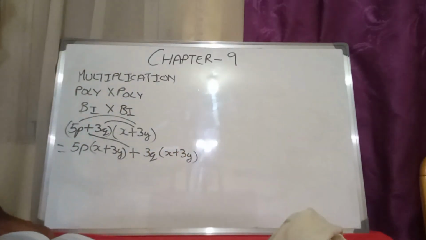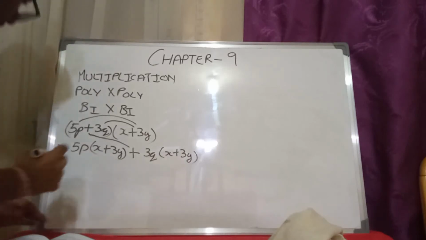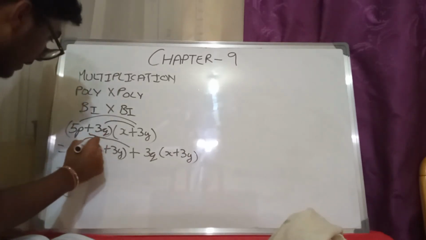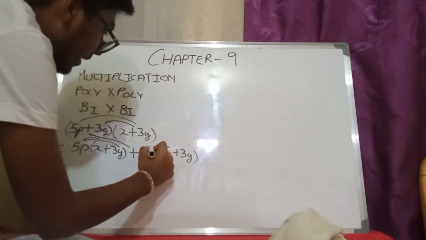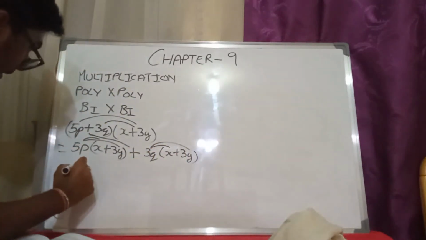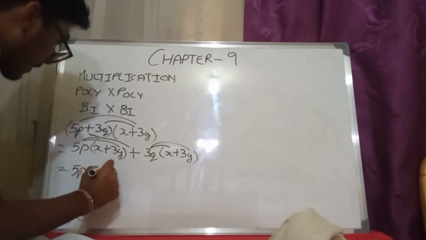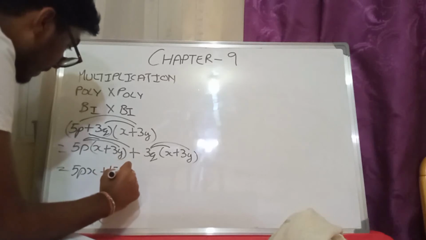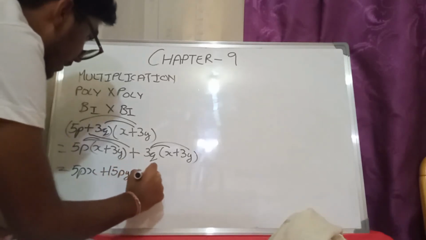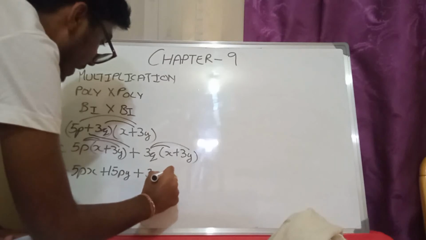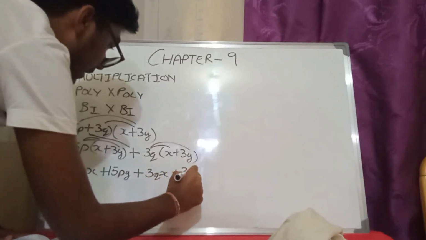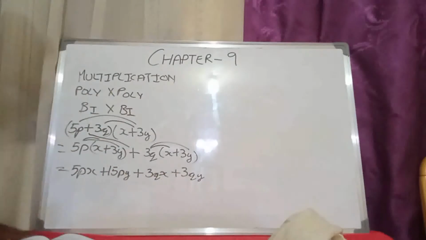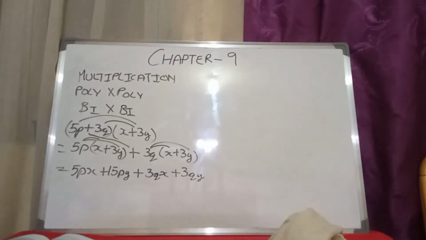So now we will use how we multiply a monomial with a binomial, the one we learned now. So we have to multiply this and this, then this and this. So this is the way we are going to do it: 5px plus 15py plus 3qx plus 9qy. This is the answer. The answer will be a bit big. Whatever it is, this is going to be the answer. This is the way we are going to solve.